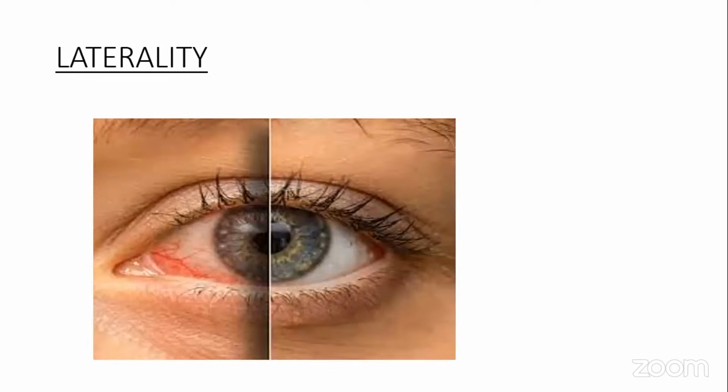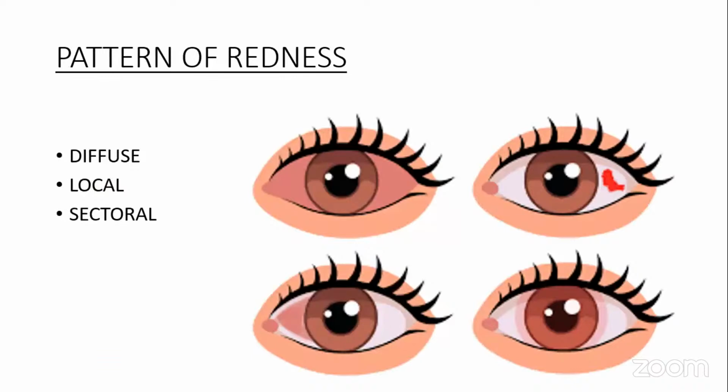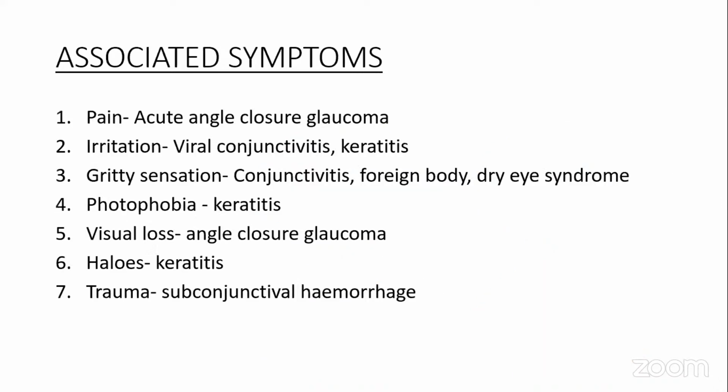Okay, and then whether it's one eye or both eyes, we need to know. And then the patterns of the redness: whether the redness is diffuse over the whole eye surface, whether it is only at a small section of the eye, that is what we call sectoral, or whether it's really localized to a small lesion with a feeder vessel supplying it, then you start thinking about the conjunctival tumors. Okay, so the associated symptoms are key.